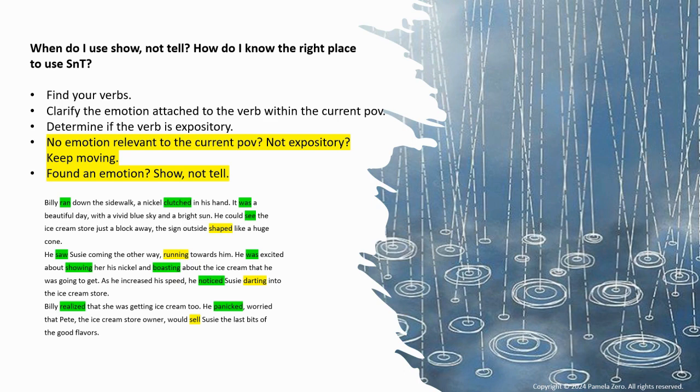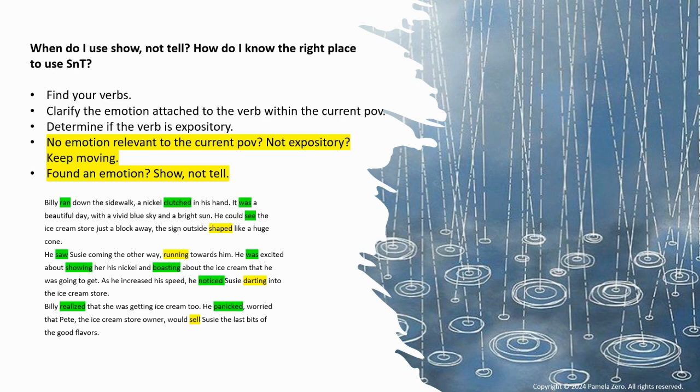This is more expository. It was a beautiful day. He can feel something from the day. That's probably why I've kept that in here. So he can actually interact with this a little bit. He could see the ice cream store. How does he feel about seeing the ice cream store? Notice when we get to the next one, shaped like a huge cone. The cone sign doesn't have emotions. So there's nothing you can do with that, and it's outside his point of view.